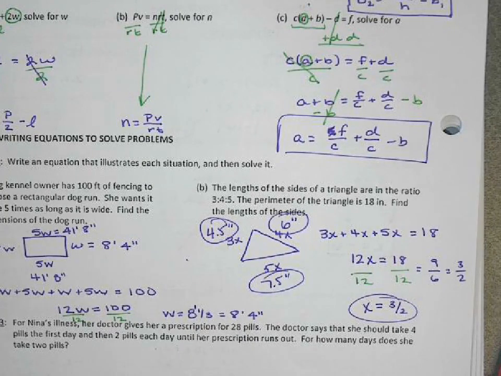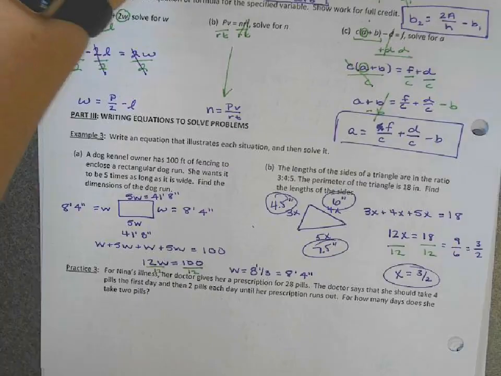The last one says, for Nina's illness, her doctor gave her a prescription, and there are 28 pills in that prescription. And the doctor says she has to take 4 pills on the first day, and then after that first day, she just has to take 2 each day, until her prescription runs out. How many days does she take 2 pills? So, how many days is what we're trying to figure out.